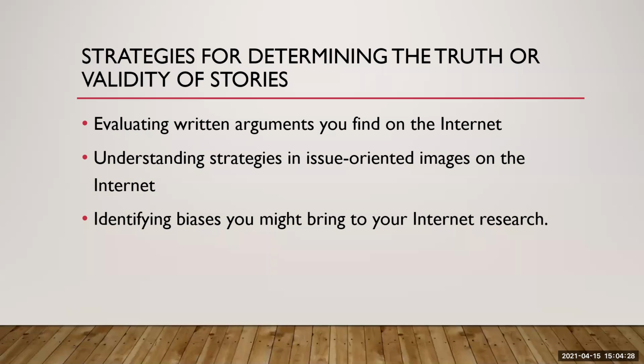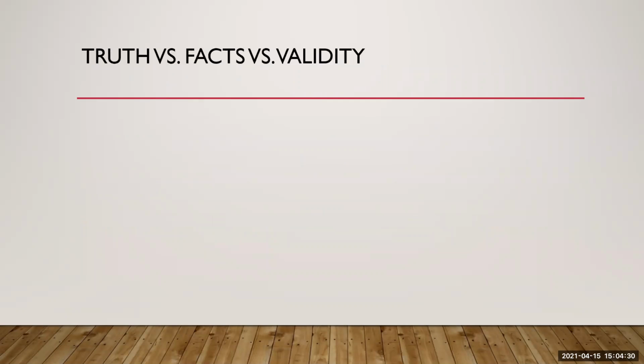And before I continue, I wanted to clarify what some of these terms mean. So what's the difference between truth, facts, and validity? Okay. So when we talk about truth, we're talking about the truth. What is true is what is real, what actually happened. So we're talking about sort of objective reality.